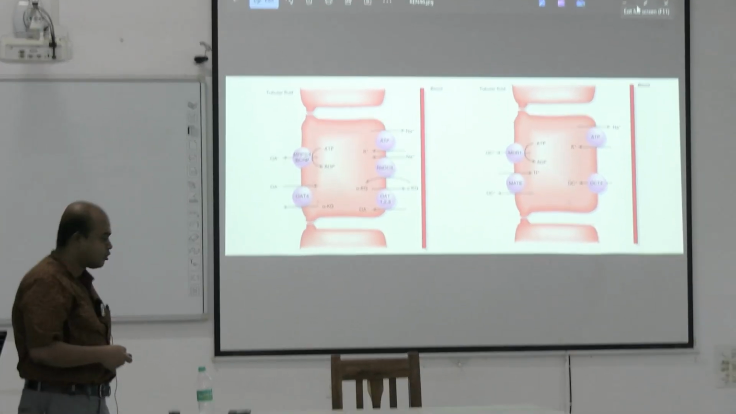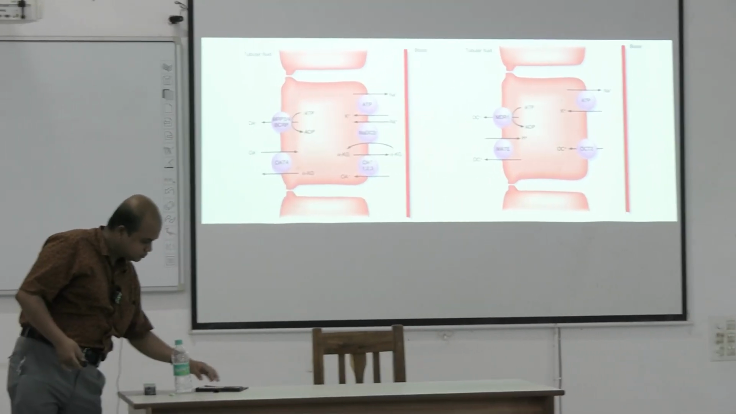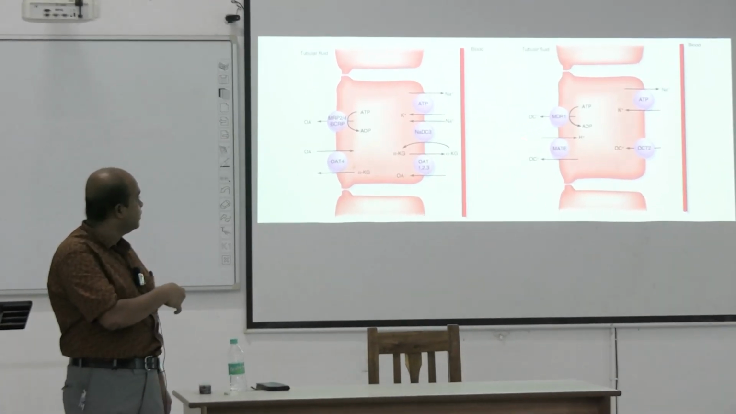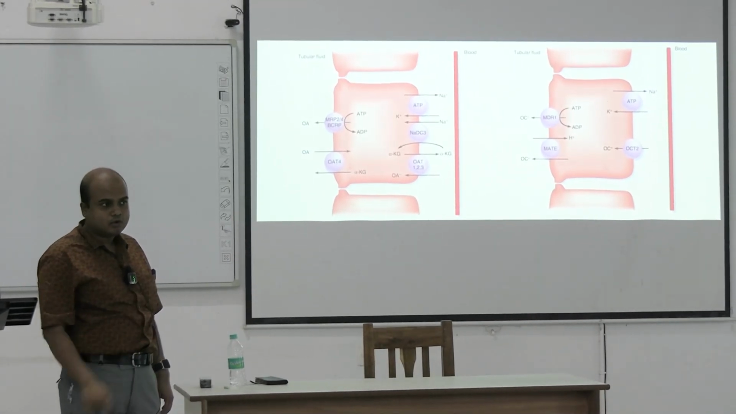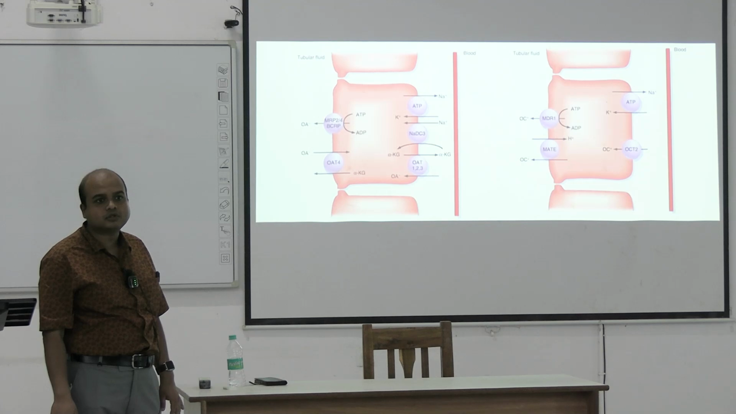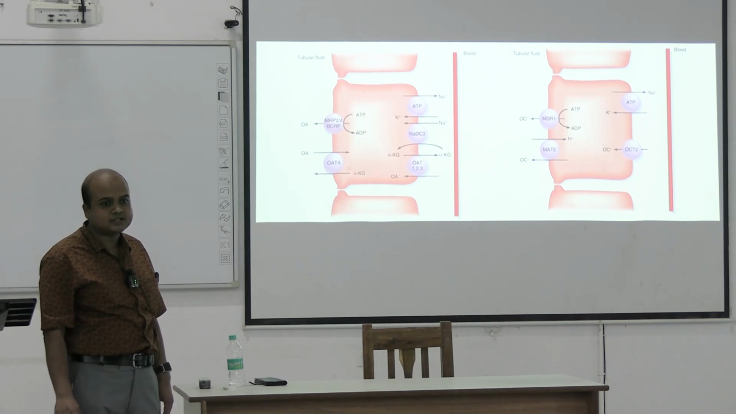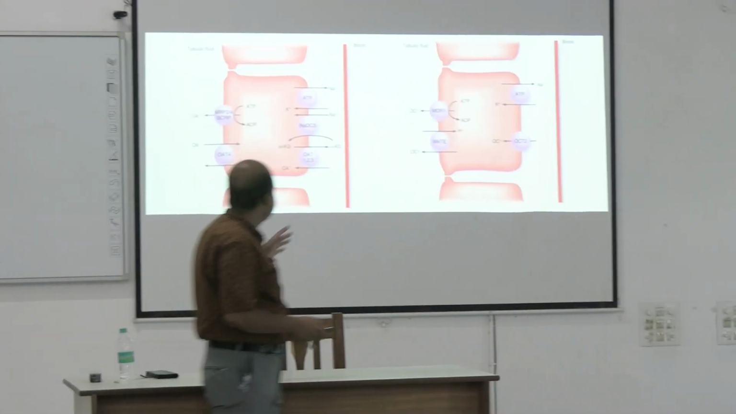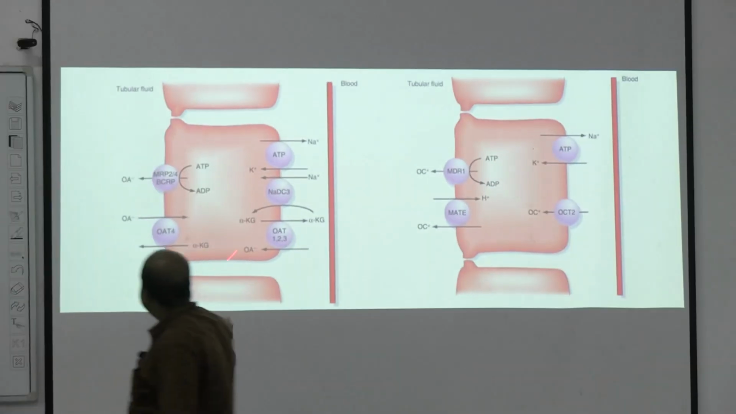These two pictures are combined, they are showing the transport of organic anions and organic cations. What are anions and cations? Anions are negatively charged particles. Organic means they have carbon atoms, carbon rings. So you don't have to remember all the names.